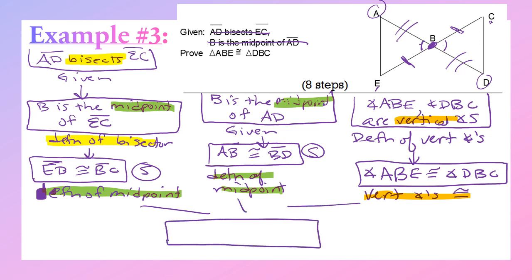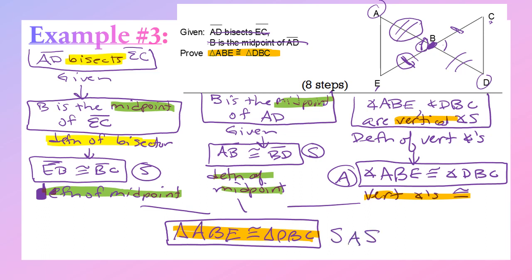And once again, I'm going to come up here to the very top. Whatever statement I have here is what statement I am going to write here. So triangle ABE is congruent to triangle DBC. And how do I know that? Over here, I have a pair of congruent angles. I have two pairs of congruent sides. So if I look at the order on the picture, I have side, I have an included angle, and I have a side. So here I have side, angle, side.